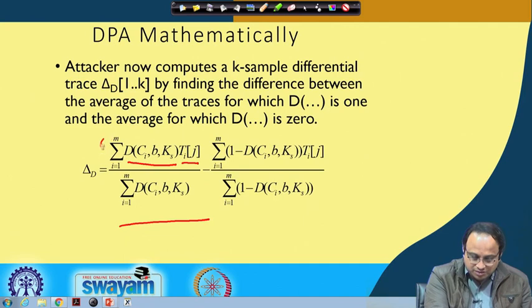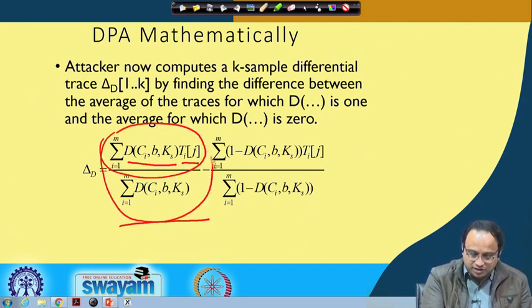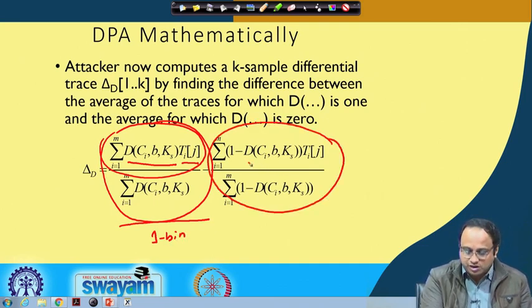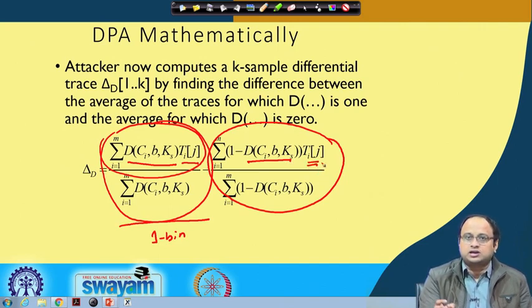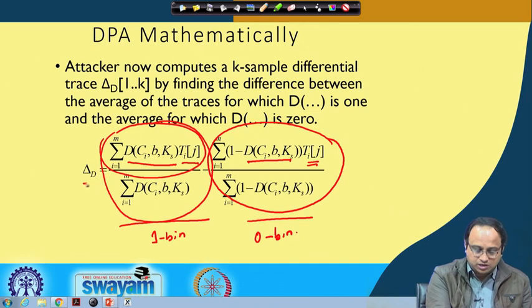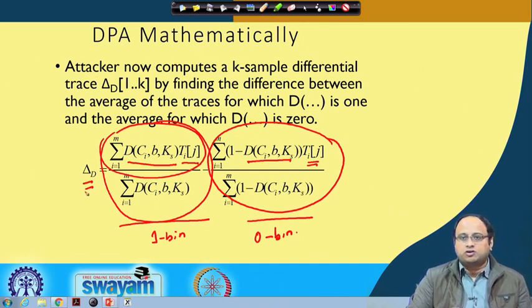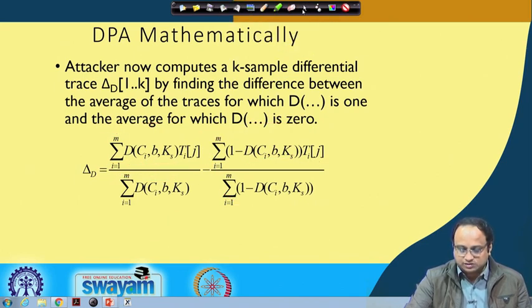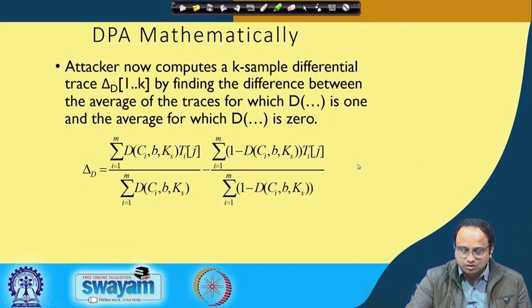So this sigma, or this average, is the average for the 1 bin. On the other hand, this stands for the 0 bin, because only if this value computes to 0 is the power trace taken in this sigma. So this average stands for the 0 bin, and what you are computing here is nothing but the difference of the bins. And the rest is exactly as we have seen in the previous discussions.